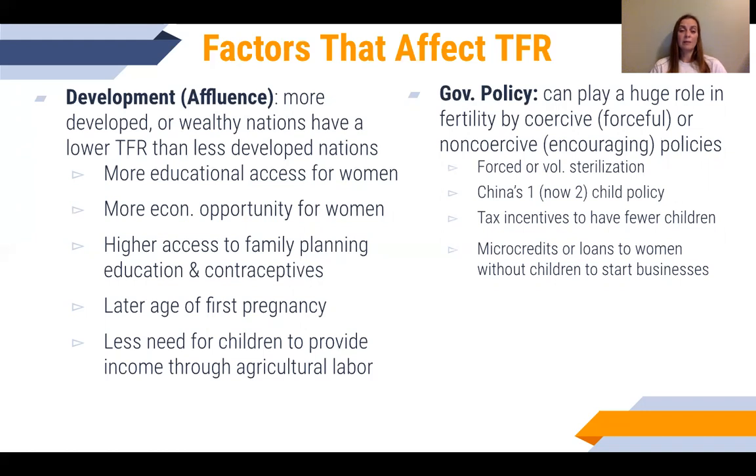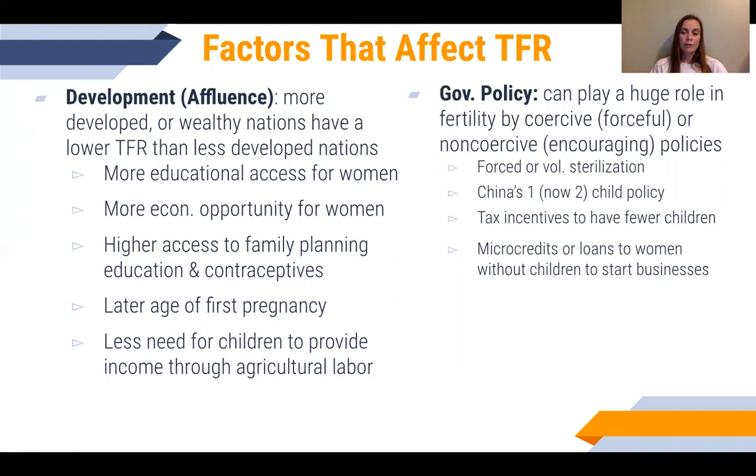And of course, in developed countries, there's not a need for children to be part of the workforce. So they're not laboring as agricultural labor on farms. And so that also means that there are fewer children, or families have fewer children.